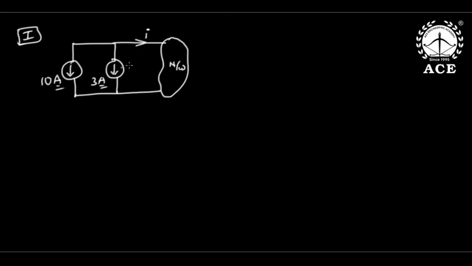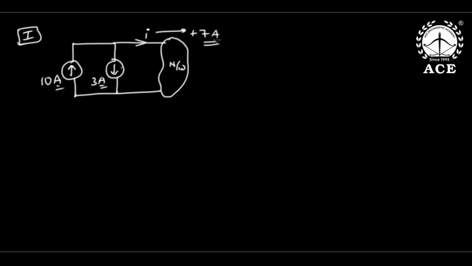Then this is 3, this is 10. So total 13 going this way, 13 going left side, it is opposite. So I is minus 13. Then finally I reverse this. Out of 10, 3 went. So I is plus 7 amperes.